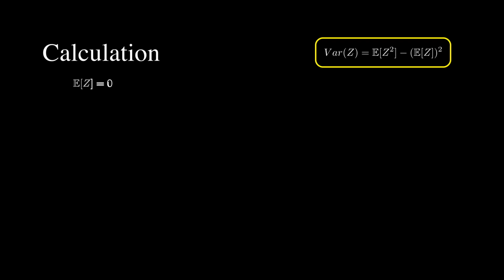Let's now compute each term independently. The expectation of the z-coordinate is equal to 0. This is an observation that can be made by observing the unit sphere, more specifically, the symmetry along the z-axis. The symmetry along the z-axis implies an average z-coordinate value of 0.